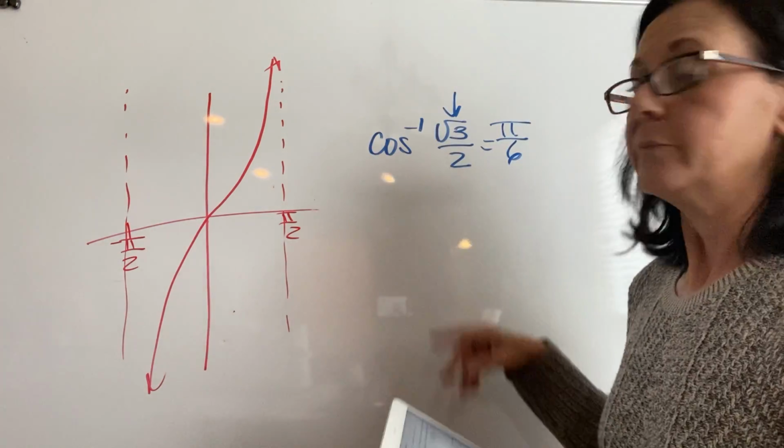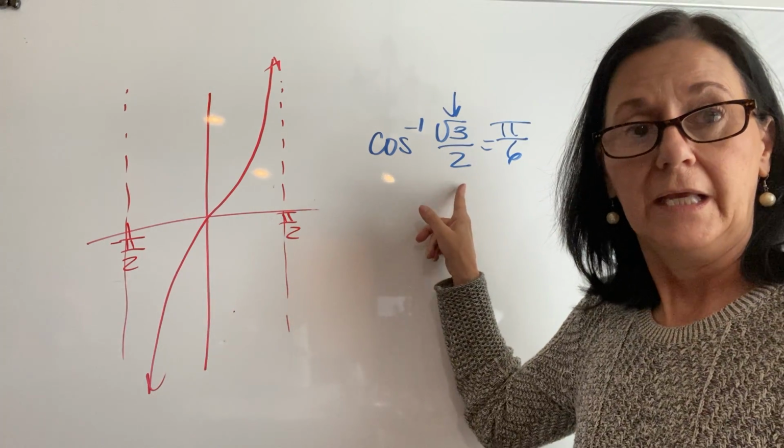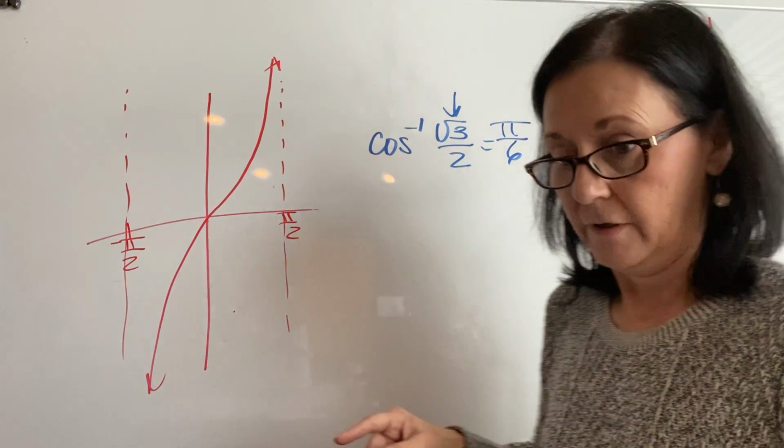We will not put these in our calculator if this ratio is on the unit circle. All right?